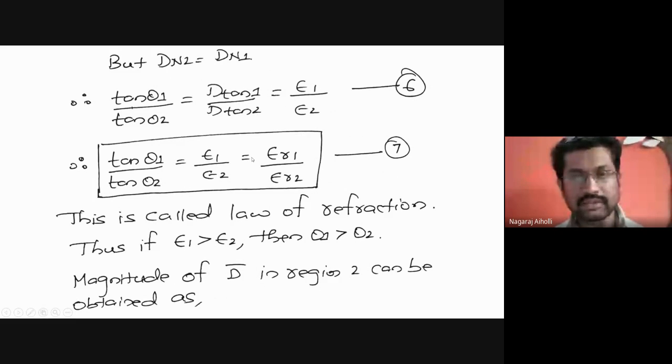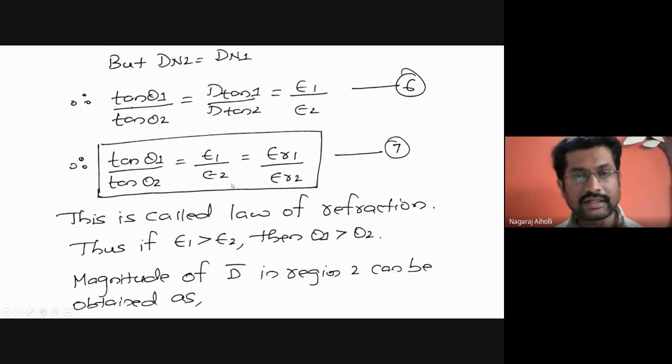Epsilon 1, I can write it as epsilon naught into epsilon r1, divided by epsilon naught into epsilon r2. Epsilon naught and epsilon naught will cancel. I will get epsilon r1 by epsilon r2. That is, tan theta 1 by tan theta 2 is equal to epsilon r1 by epsilon r2. Take it as equation number 7. So this particular law is called the law of refraction.